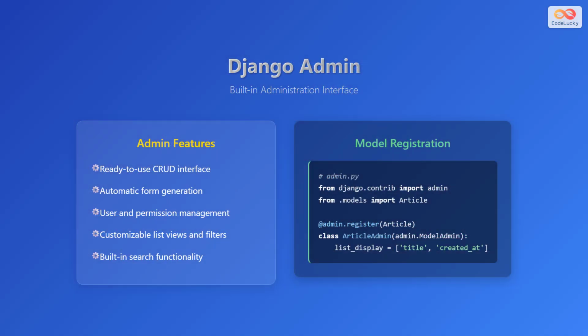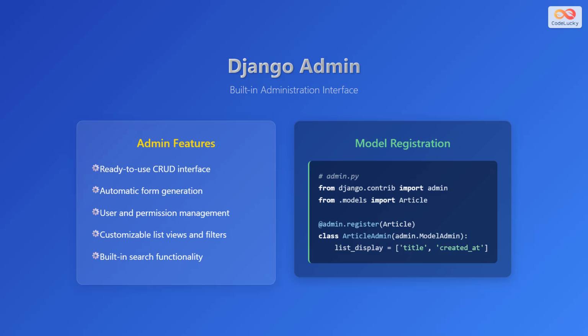Django Admin is a ready-to-use administrative interface that automatically generates forms for your models. This powerful feature provides create, read, update, and delete operations without writing additional code. The admin interface includes user and permission management, allowing you to control who can access what data. You can customize list views with specific fields, add search functionality, and implement filtering options for better data management.